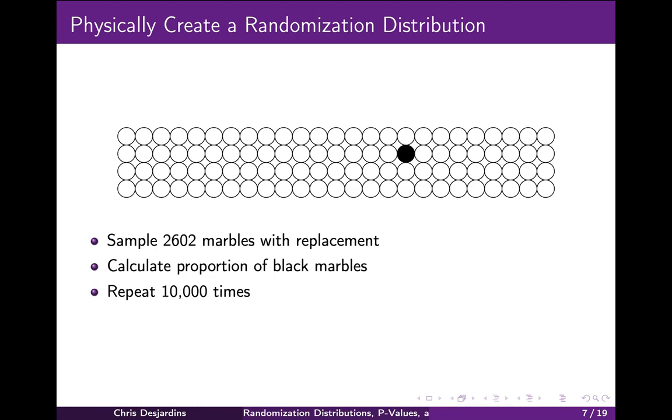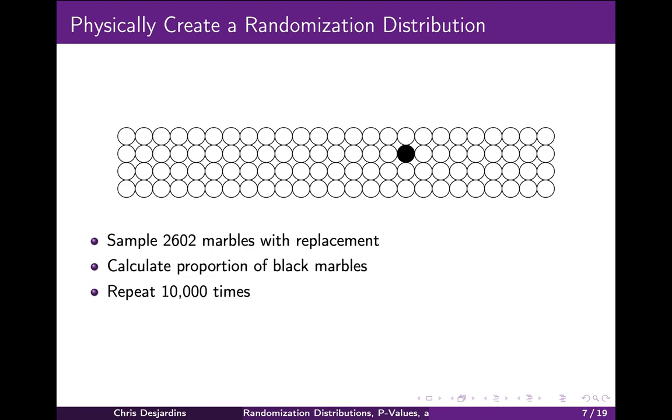Next, you place these 100 marbles into a bag. You mix it well and carefully pull out 1 marble. Record whether the marble is black or not, place it back into the bag, mix the marbles around, and repeat this process a total of 2,602 times. This is one randomization sample. Then you calculate the proportion of black marbles in this sample. This is your randomization sample proportion. Record this proportion in the randomization distribution and repeat this process 10,000 times.